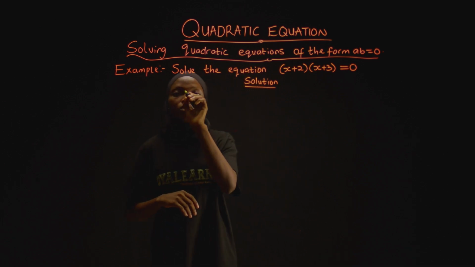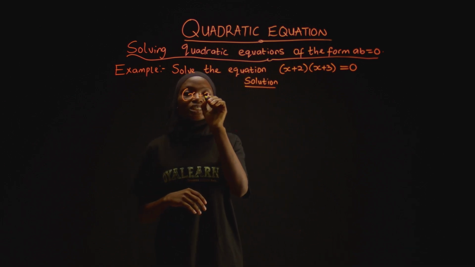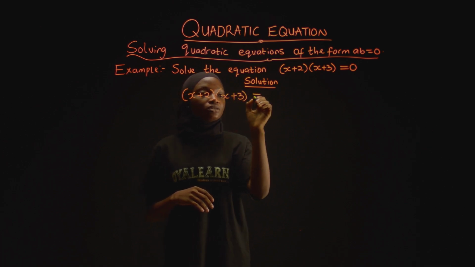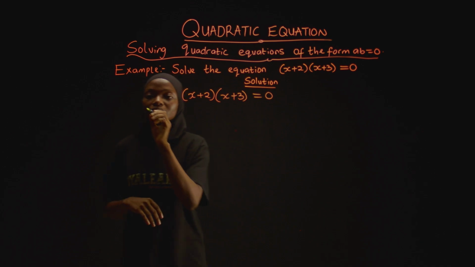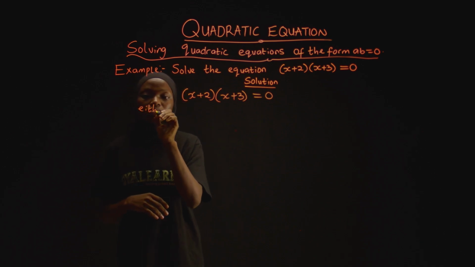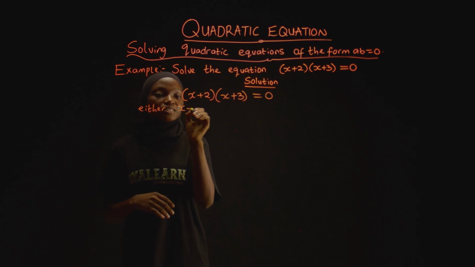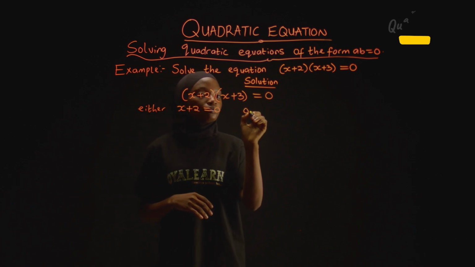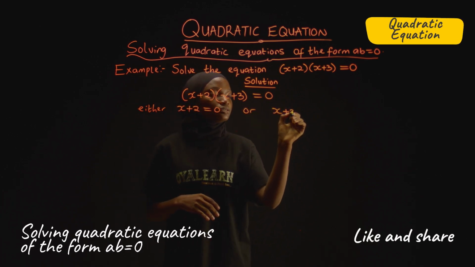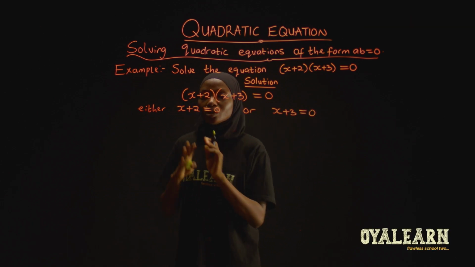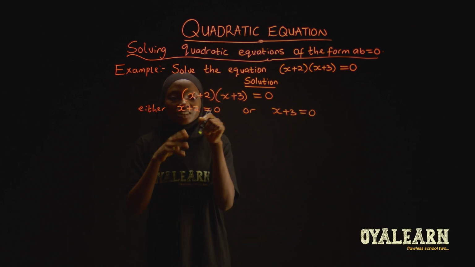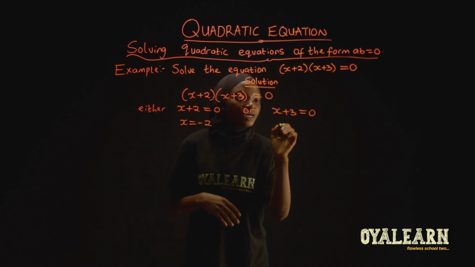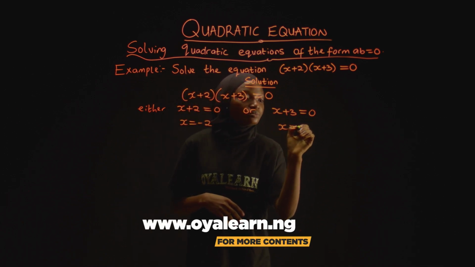Now let's solve. We have (x + 2)(x + 3) = 0. So here that means either x + 2 = 0 or x + 3 = 0. Now here we'll solve them separately. So that is, for this side, we'll be having x = -2. Here we'll be having x = -3.